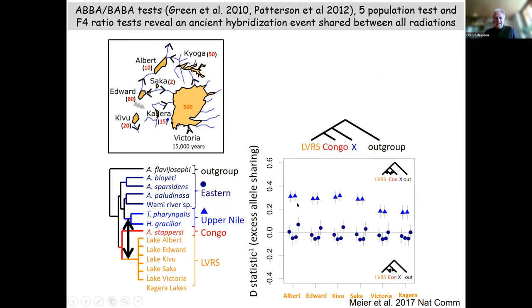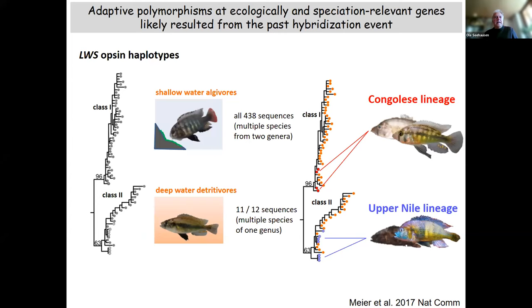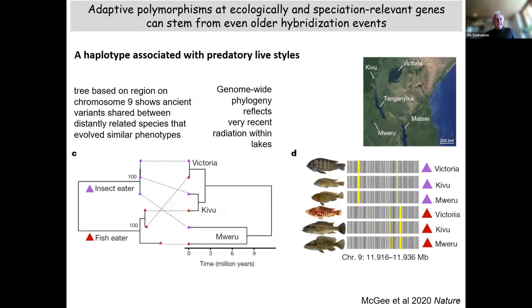So here are these statistics, allele sharing summary plots that Joanna made several years ago, showing that each of these lakes, again, each of these is a radiation, shares very similar allele sharing with this distant relative from the Upper Nile. We also have shown that adaptive polymorphisms that are important to speciation and adaptation along depth, namely the genes in the visual system, have arisen through this past hybridization event. In the meantime, we also showed in a paper published by Matt McGee, my postdoc then, 2 years ago, that this is true for other regions in the genome.